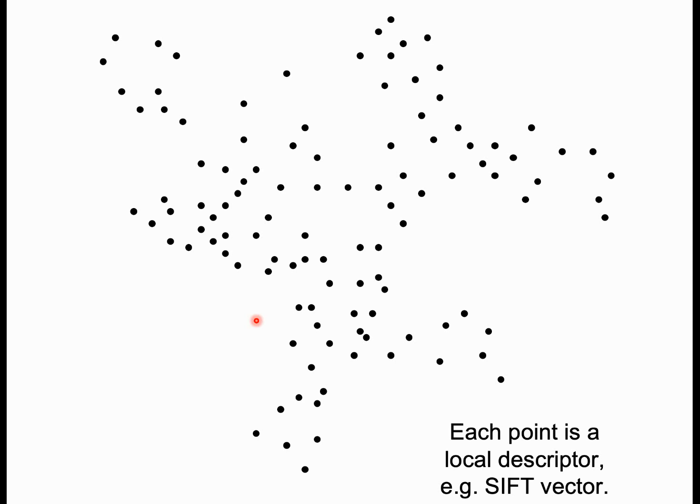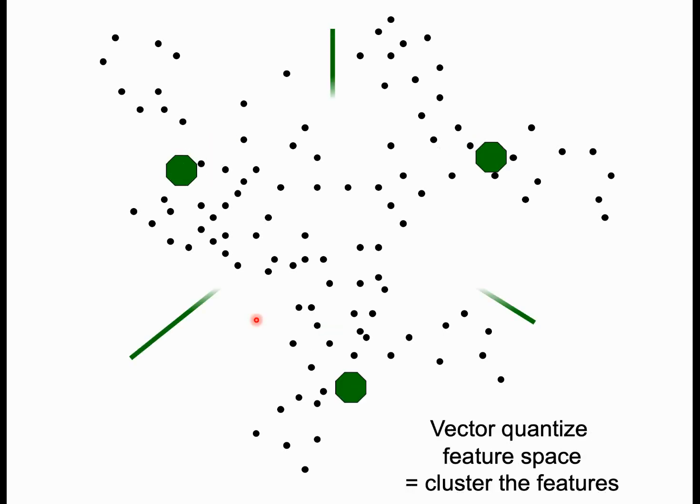Now notice that each point is a local descriptor, for example, a SIFT vector that corresponds to a patch of an image in one of the training images I have. So in theory, with millions of images, you can have many, many points in your feature space. The idea is we want to create clusters in this space and use only the centers of the clusters to represent the entire group. How can we do clustering?